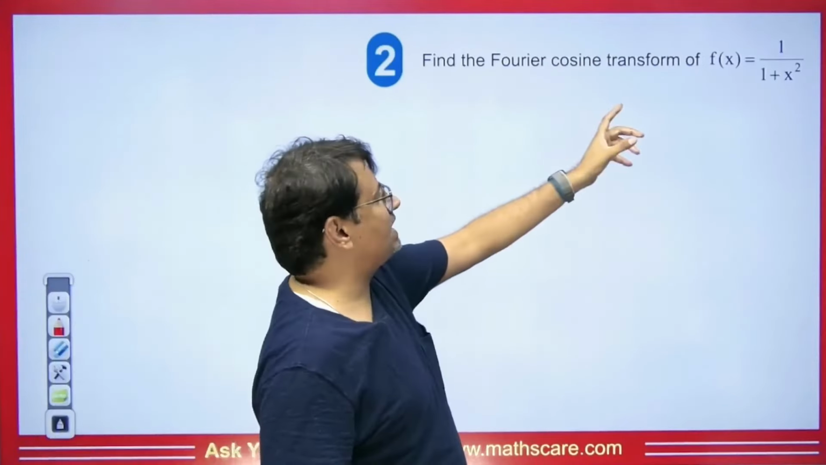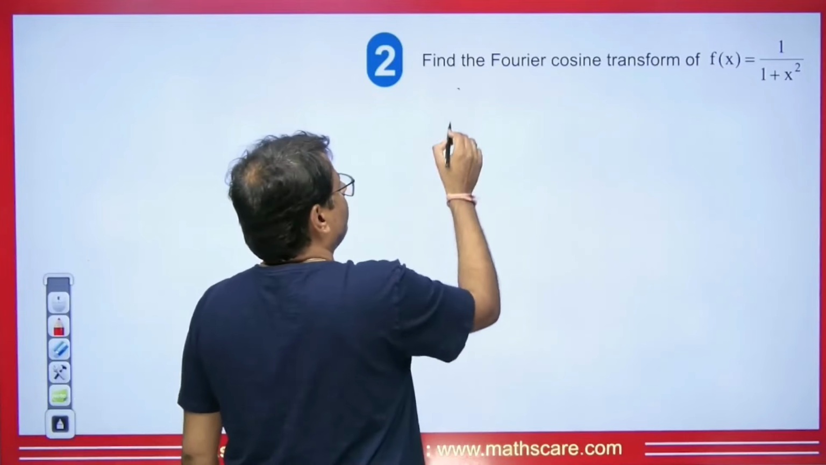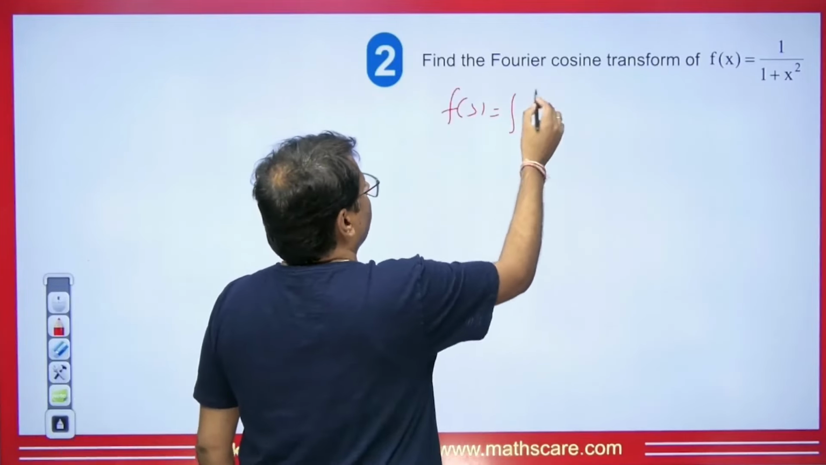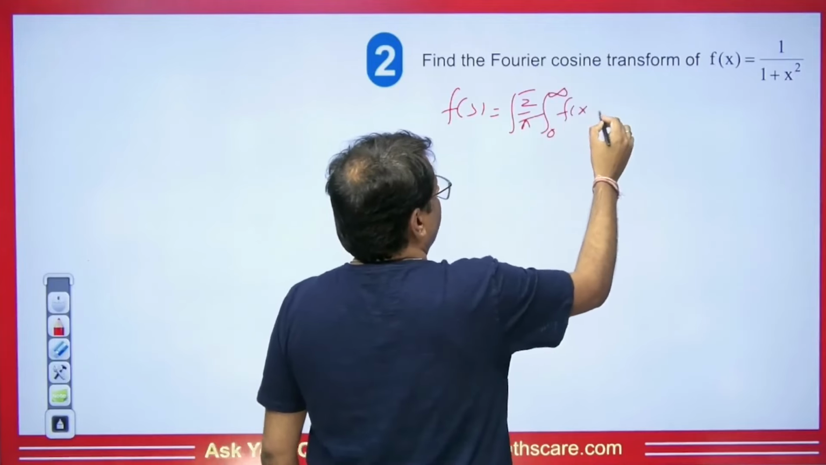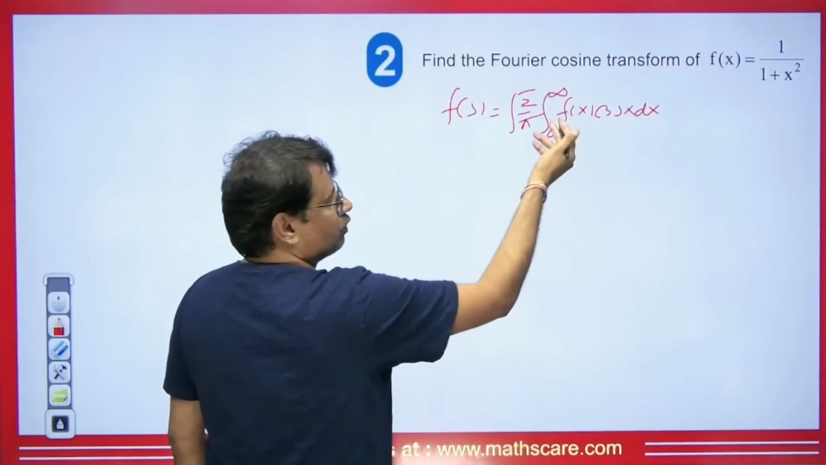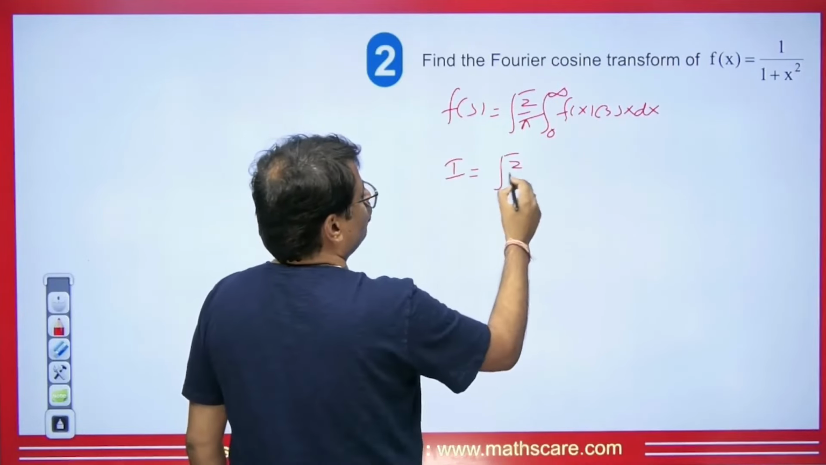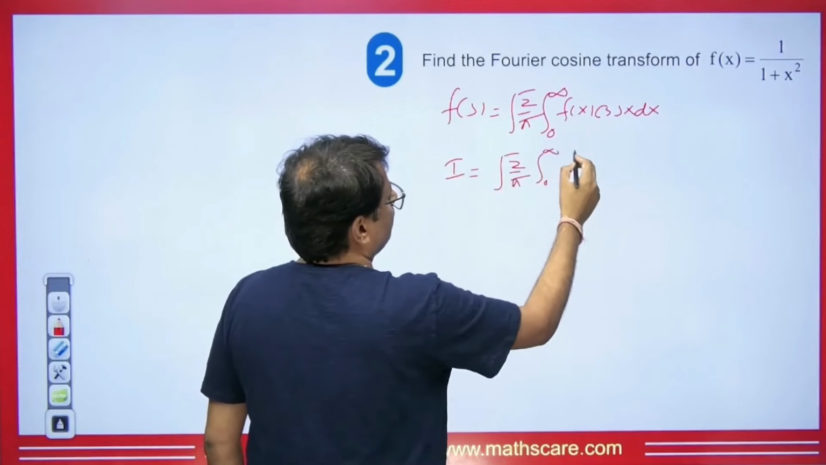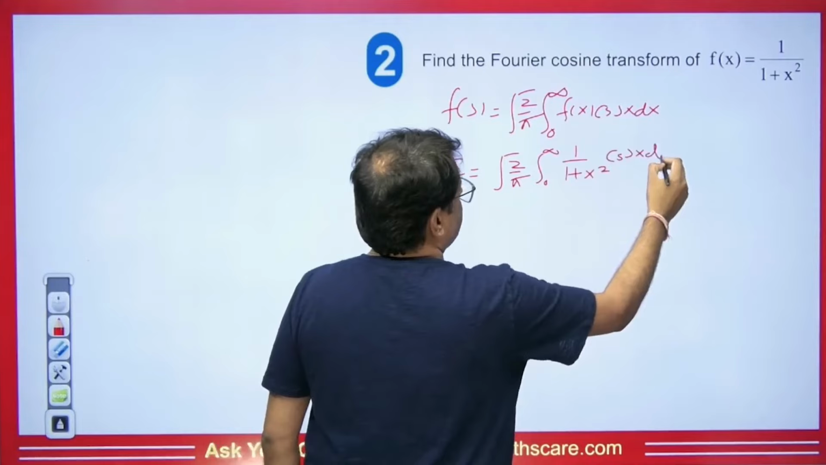Find the Fourier cosine transform of f(x) equals 1 upon 1 plus x square. Now we need to know the formula. And the formula we have is F(s) is equal to 2 upon pi from 0 to infinity f(x) cos sx dx. We will put the value of f(x) here, and then we will consider it to be I. So 2 by pi, from 0 to infinity, 1 upon 1 plus x square cos sx dx.